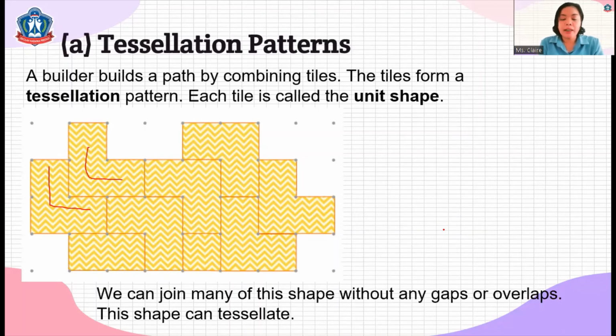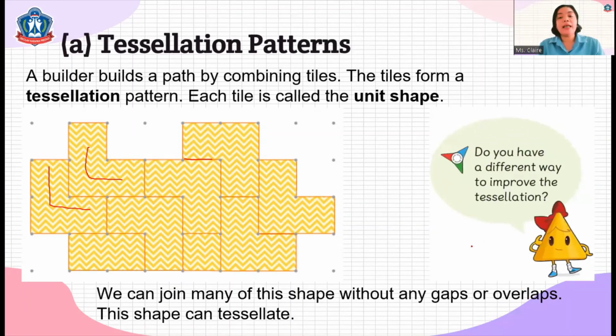We can join many of the shape without any gaps or overlaps. This shape can tessellate, so there are no gaps or empty spaces here, and the shapes do not overlap each other. This kind of pattern is what we call a tessellation. A tessellation is a pattern wherein we can combine shapes without gaps and without overlapping. Do you have any other way to improve or to continue this tessellation? Let's discuss that during our class.